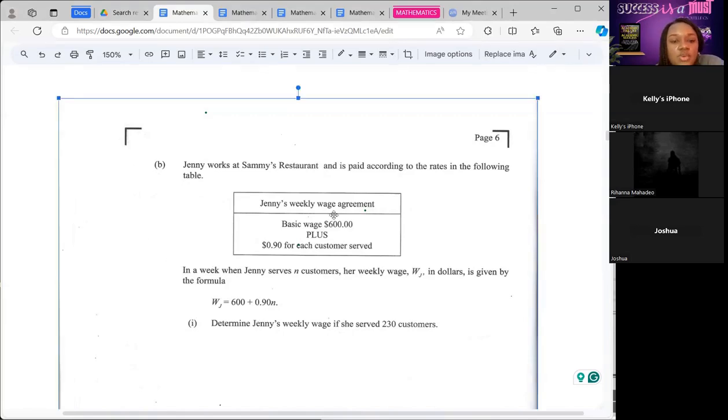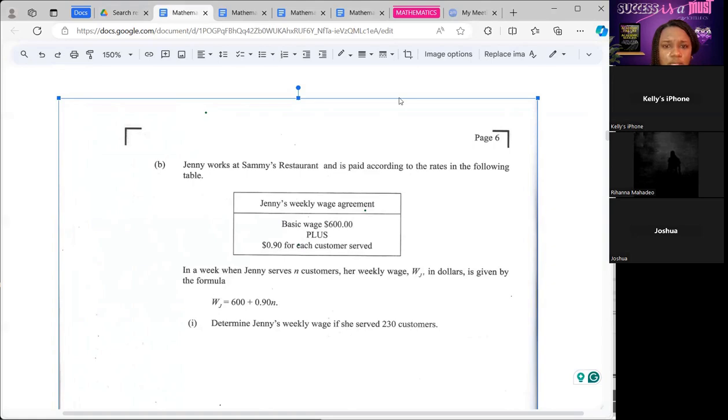We have here Jenny works at Sammy's restaurant and is paid according to the rates in the following table. So you have Jenny's weekly wage agreement. Basic wage, $600 plus 90 cents for each customer served. So they actually give us the equation to use for this.